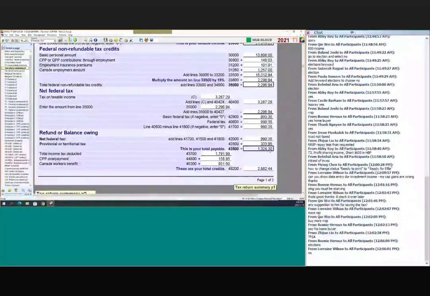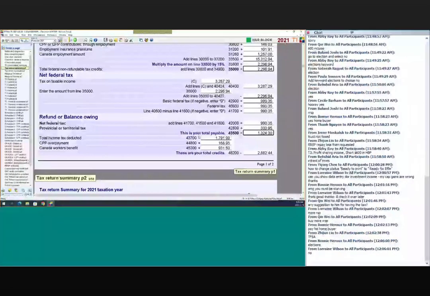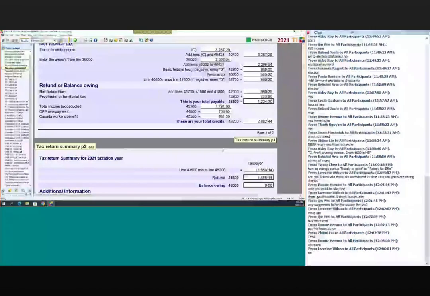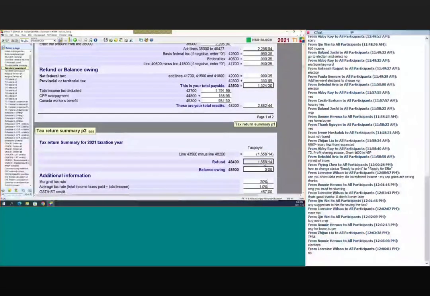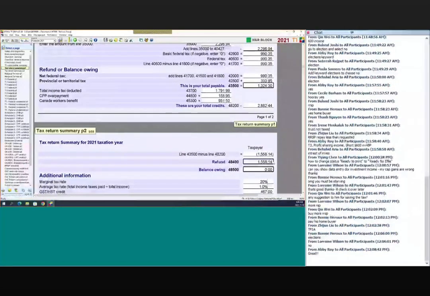How much tax does he have to pay? His calculation for federal and provincial tax, he owes $1,324.30, and yet he had income tax deducted of $1,791. He has his CPP overpayment, and he also gets the Canada Worker Benefit. So he is getting a refund of $1,558.14. So did anybody else get that, or did you have trouble getting the refund of $1,558.14? Great, a few of you have gotten it.